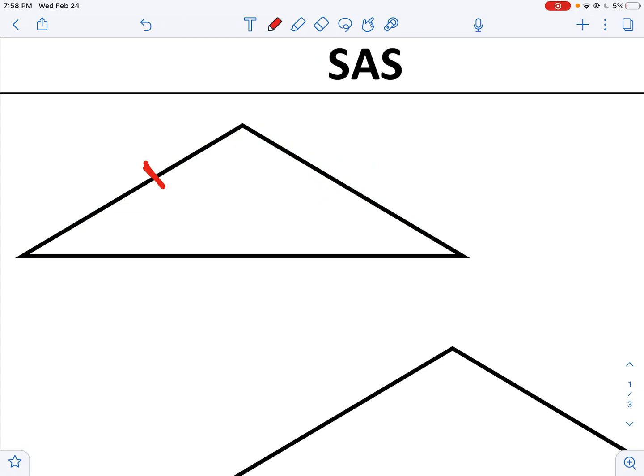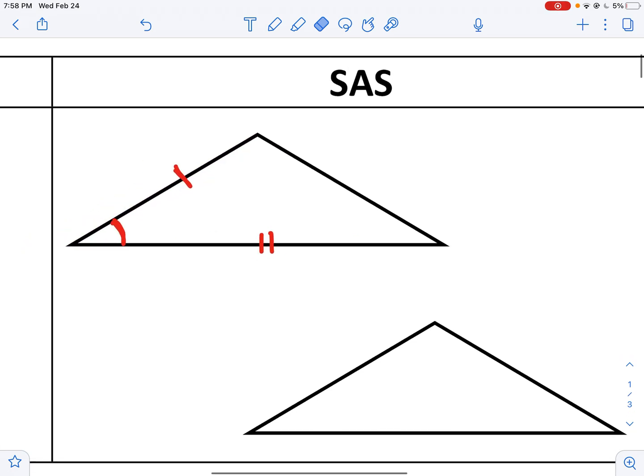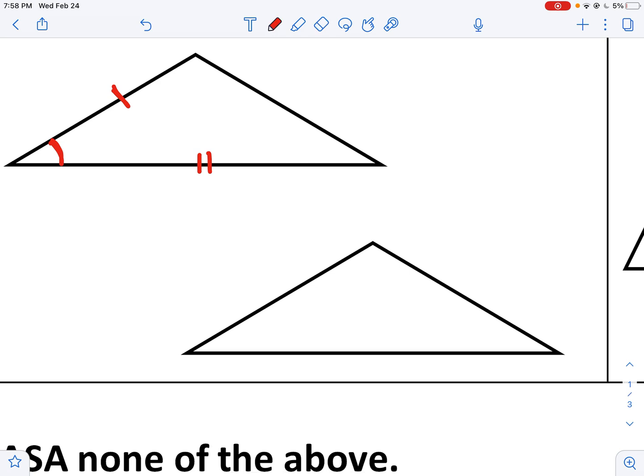Another good example would be, here's two sides. Well, where do they touch? Where do they intersect? They meet up in this corner. So if I had side, angle, side, that's where my angle should be. And I'm going to stick with that one for right now. Here's our side, angle, side.